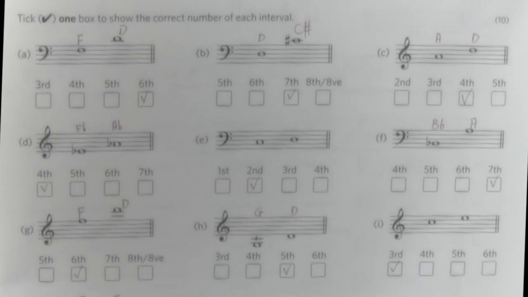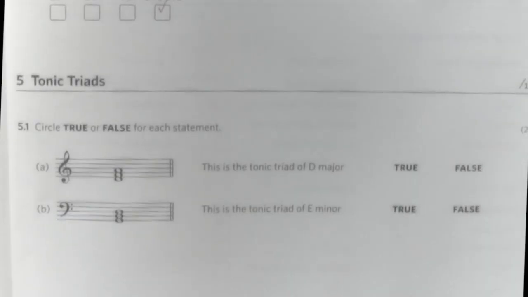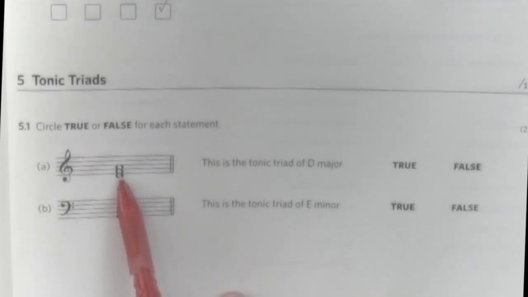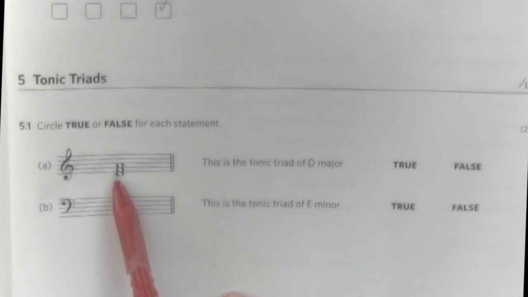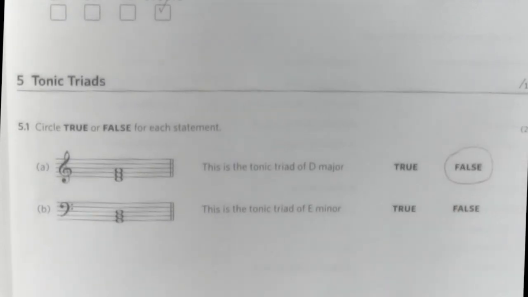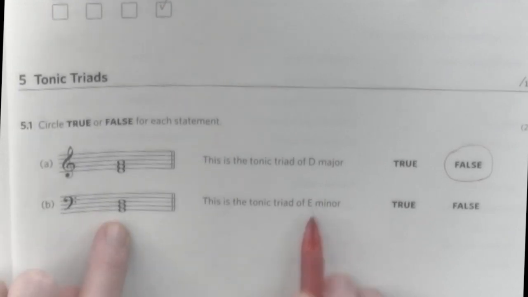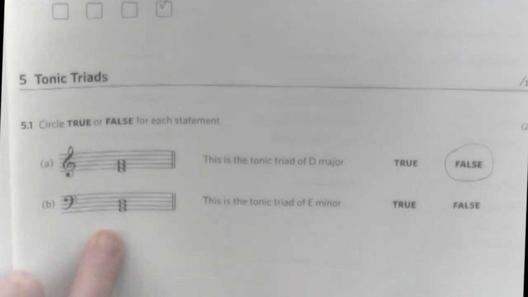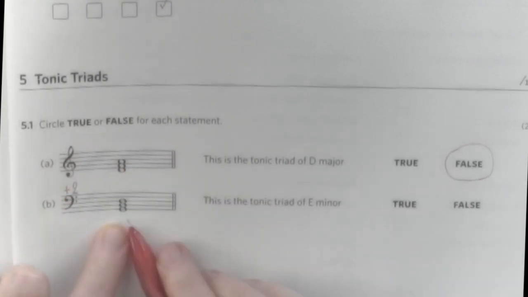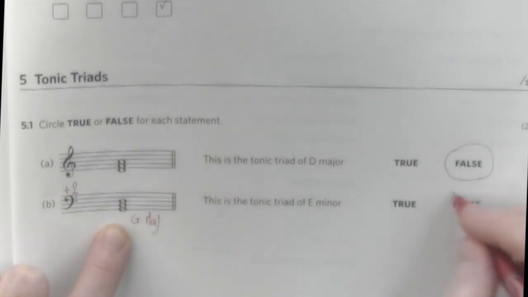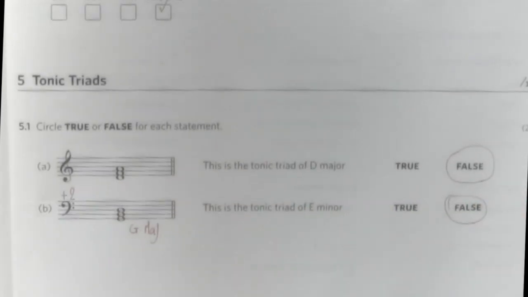Let's move on to section 5 about tonic triads. In this question, we need to circle true or false for each statement. This is the tonic triad of D major. Not really. Fa sharp is missing. This is D minor. False. And this is the tonic triad of E minor. Now, what note is this? This is E in treble clef, but we need to do +2. So this is G major. So this is false. Both of them were false.